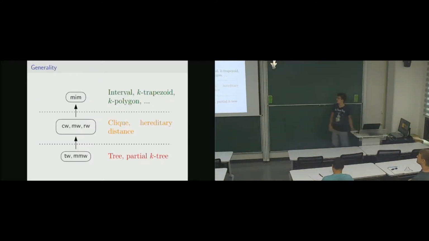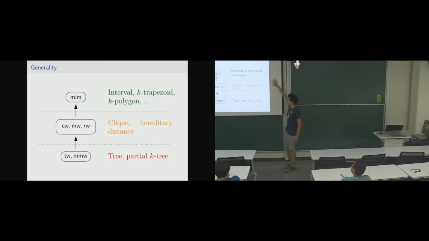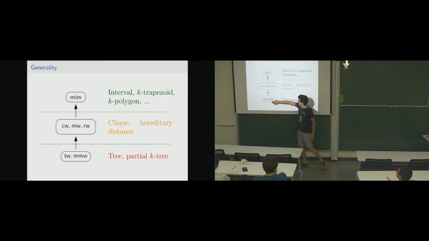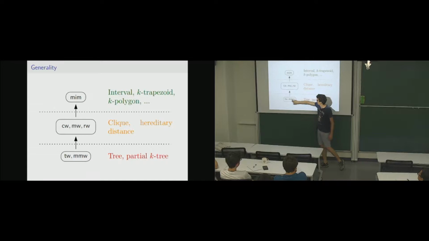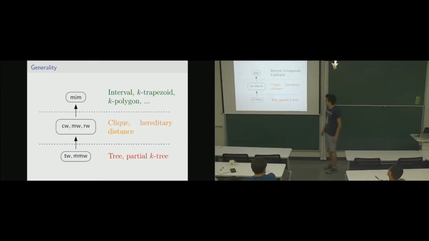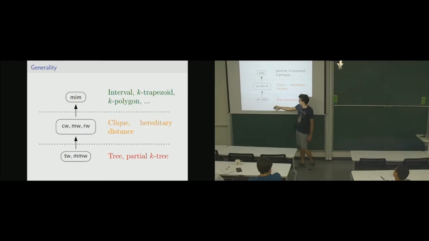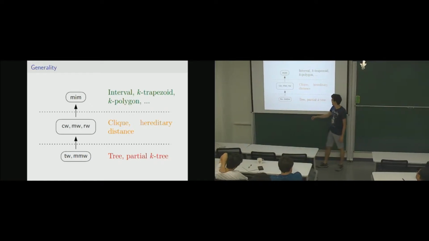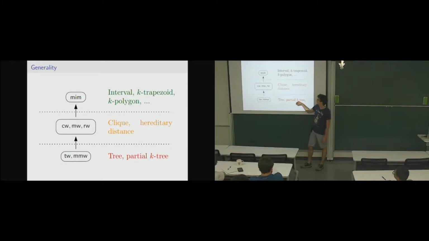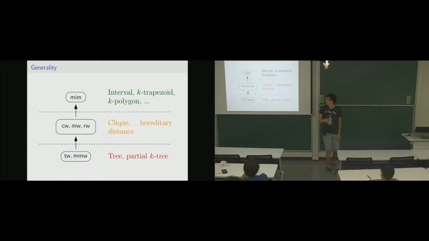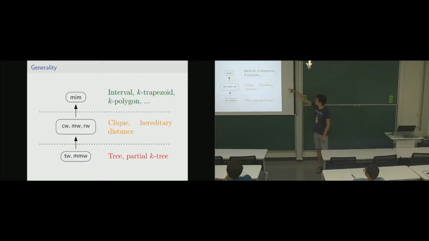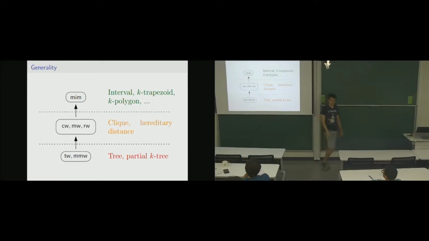For the generality or the modeling power, we have this. An arrow means that if this parameter is bounded, then this one is also bounded, right? You can see that treewidth is quite restrictive, and it is bounded in these graph classes. The same for clique-width, it is bounded on these graph classes. And mim-width is the most general parameter. And it is bounded in interval graphs. It is nice.